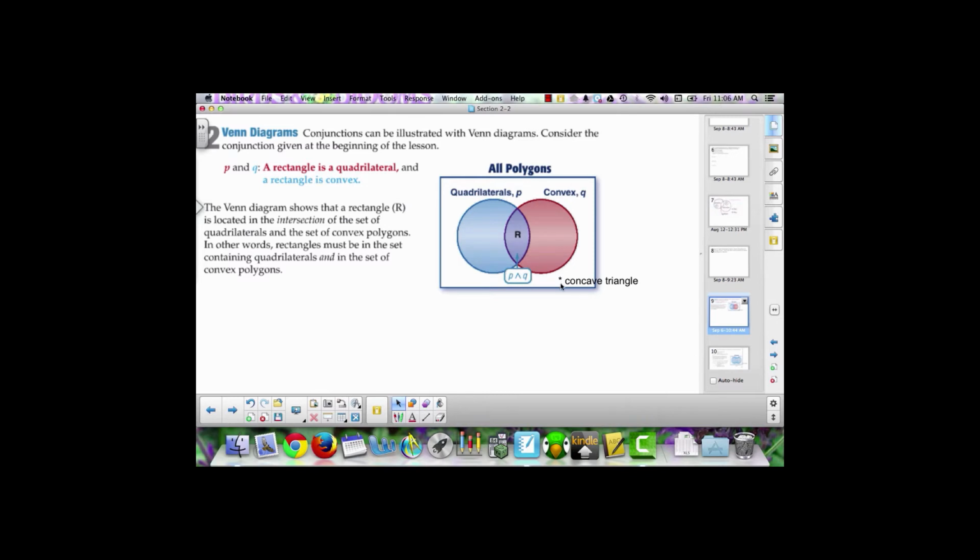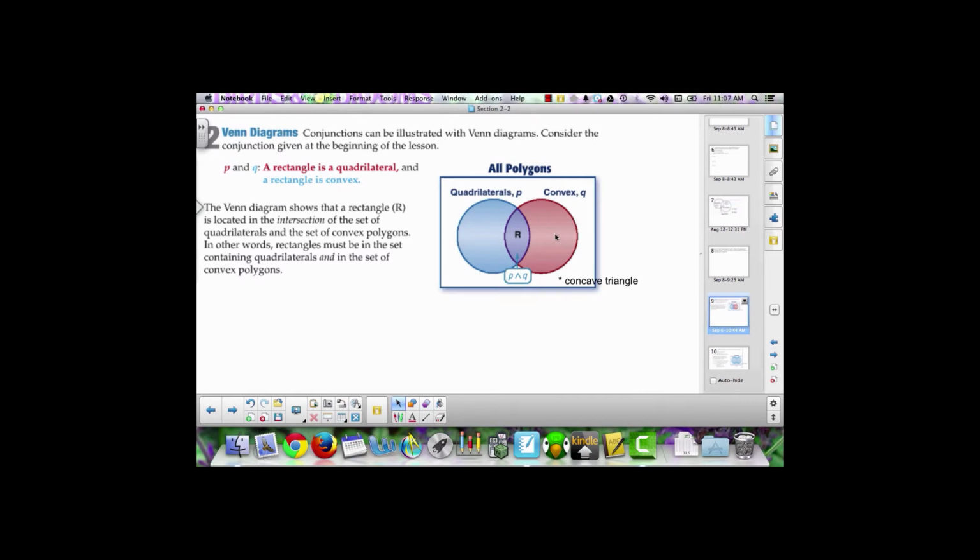The only example that would be false would be a concave triangle. If I take that example and replace the word rectangle with that, a concave triangle is a quadrilateral and a concave triangle is convex. That's false. If I choose an example that's here, something that is a quadrilateral but is not convex, a concave quadrilateral, I could say a concave quadrilateral is a quadrilateral. That's true. A concave quadrilateral is convex. That's false. So that statement is false.